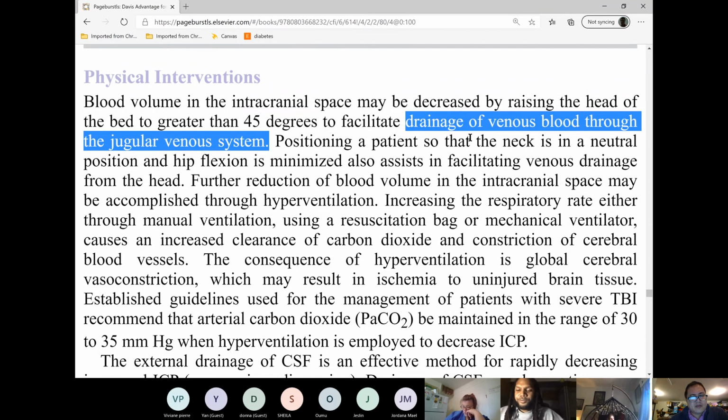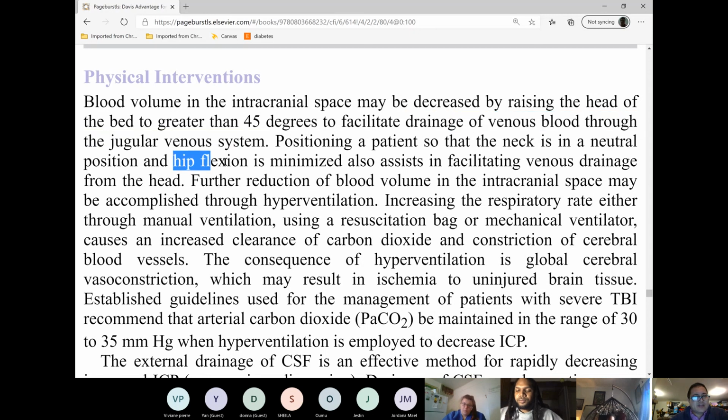Okay, because it's all about facilitating drainage. Basically, what we're trying to do here is prevent blood from pooling in the upper parts of the body, the shoulders, especially the head. So we do not want any hip flexion. Again, 30 to 45 degrees, no higher than that. This will keep your neck neutral and therefore no hip flexion, and therefore venous drainage is facilitated.